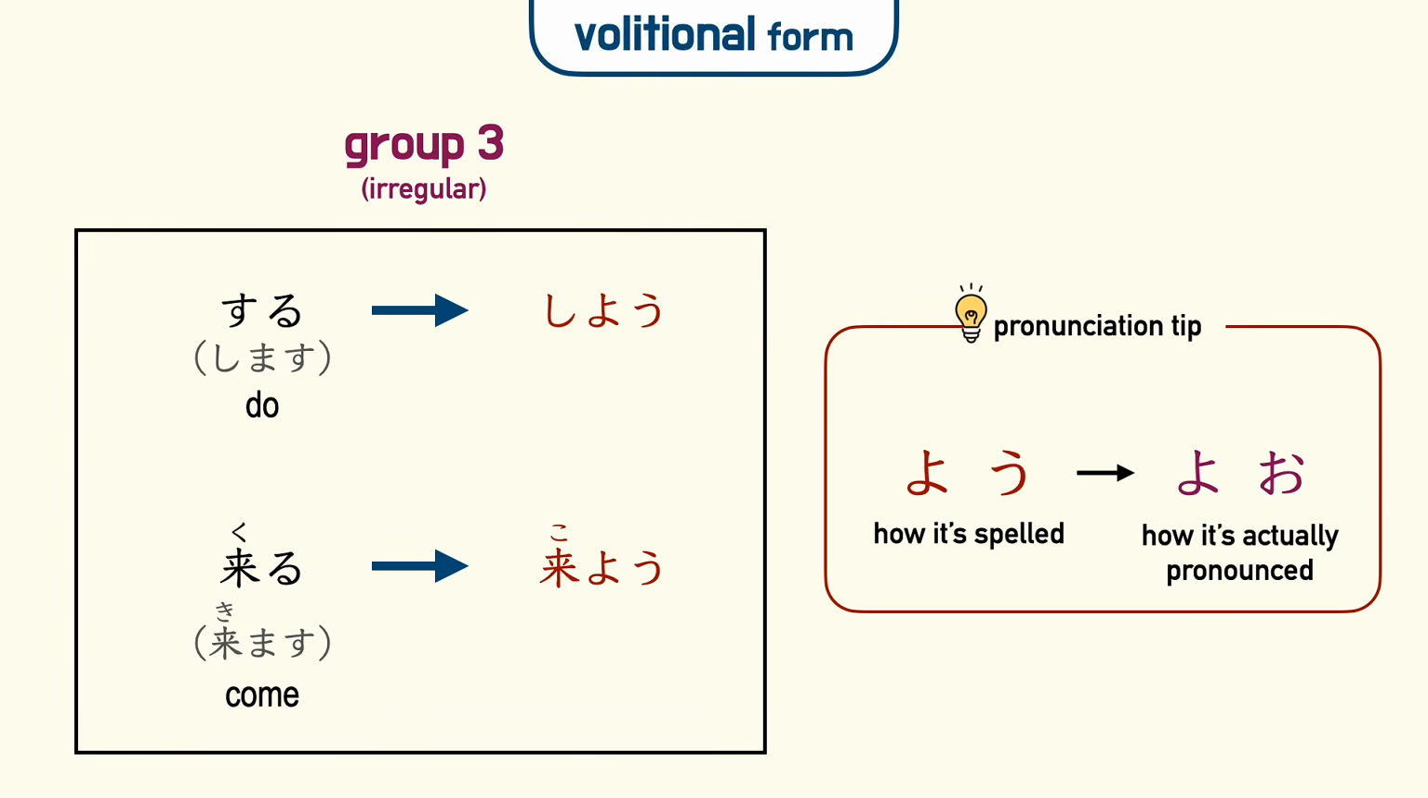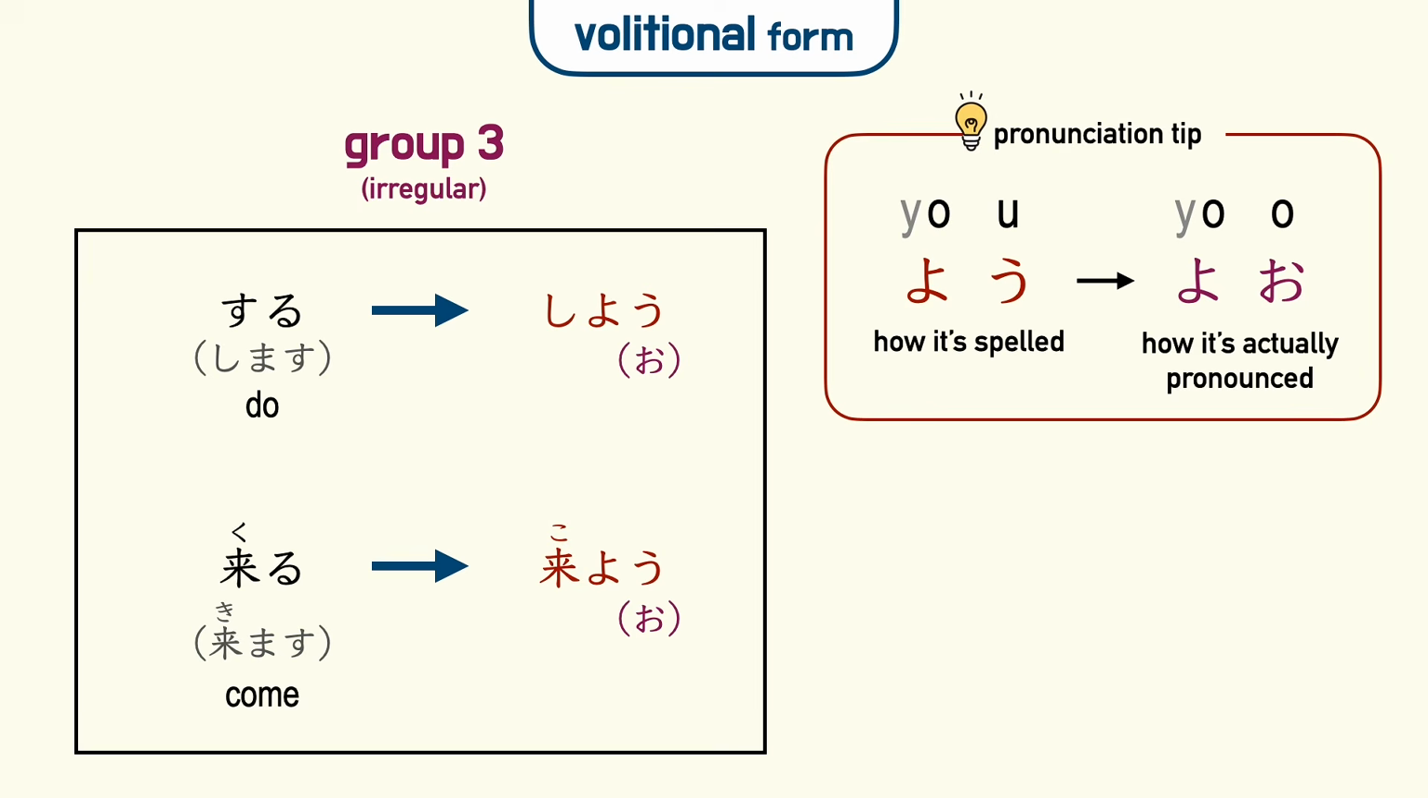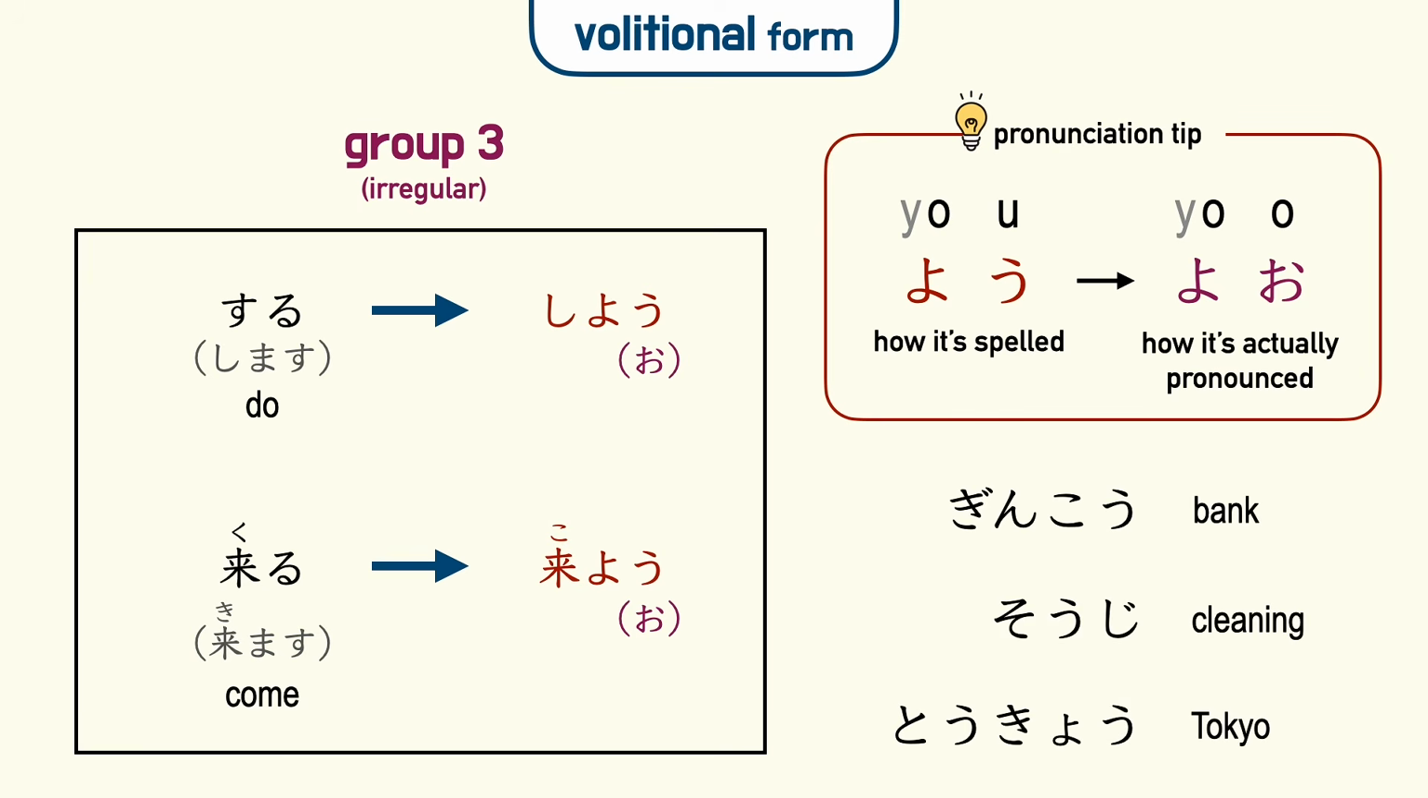Yo u is pronounced yo o, yo. Even though it's spelled yo u, we normally just pronounce it yo o, like a long o sound. So, しよう is pronounced しよう. 来よう is 来よう. This applies to all words, not just the volitional form. 銀行 is normally pronounced 銀行. 掃除 is 掃除. 東京, no one says 東京, we just say 東京.